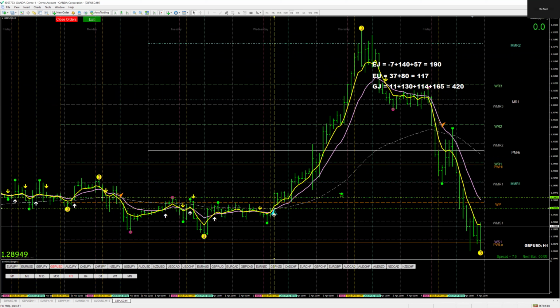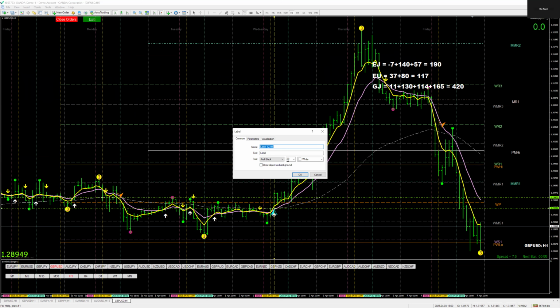H1. This is the entry. This is Trump again. And I would have gotten out somewhere here for 50 pips. Again, because Trump is talking, don't want to risk the GU.